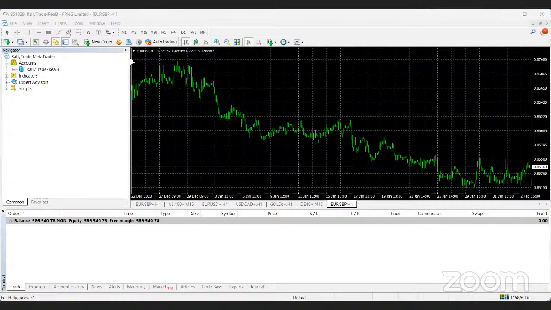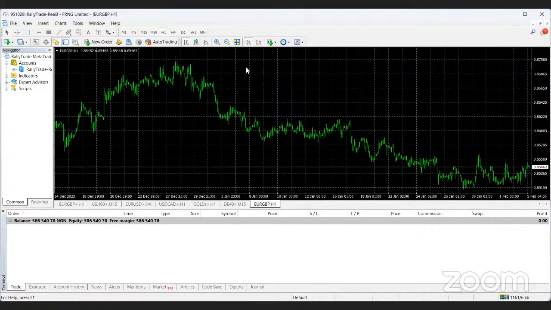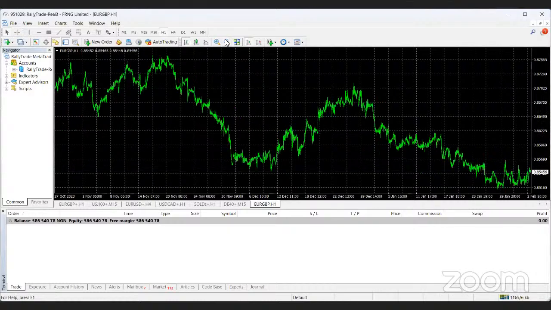Now, let's quickly go to Euro Pound. Seeing this is a morning analysis, we want to be looking at some charts this morning and see the possibility of some trades that we can take as quickly as we can. So the first one I want us to look at is Euro Pound. Of course, I'm going to zoom out so that you can see it. Now, Euro Pound has been ranging for the past maybe one to two weeks.